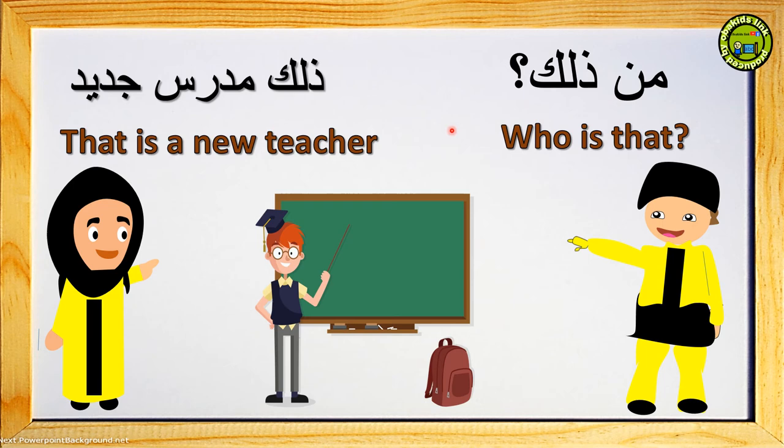The reply to it is zalika mudarrisun jadidun. Zalika is the subject, and mudarrisun jadidun are the predicates. Zalika mudarrisun jadidun means that is the new teacher. As you can see, ذلك is the subject. The words مدرس جديد are just used to describe who the new teacher is, or ذلك.